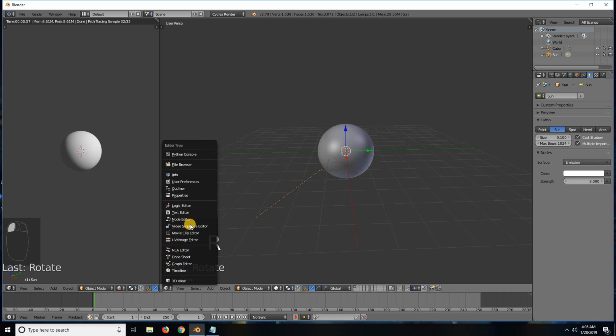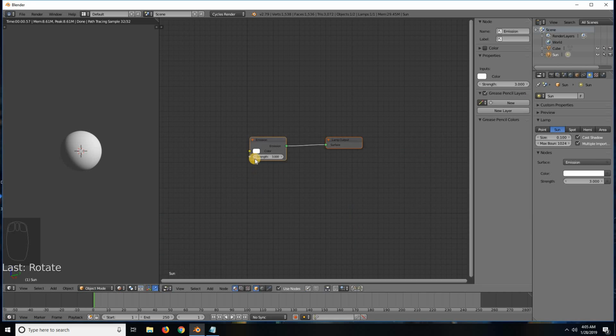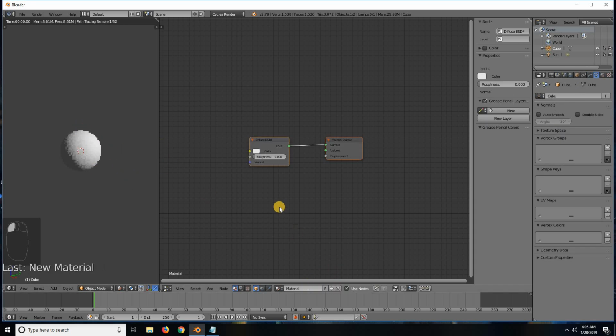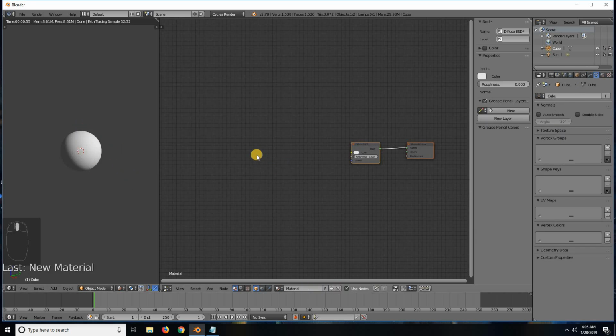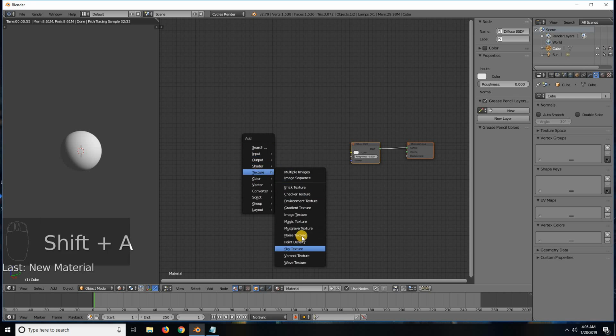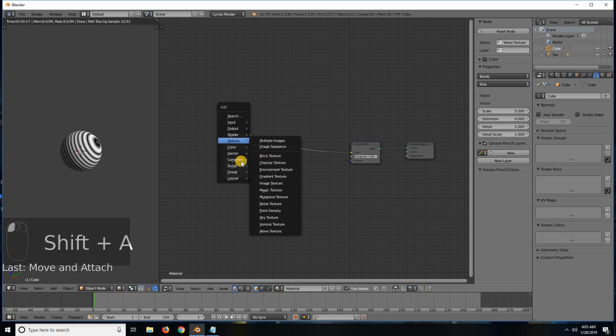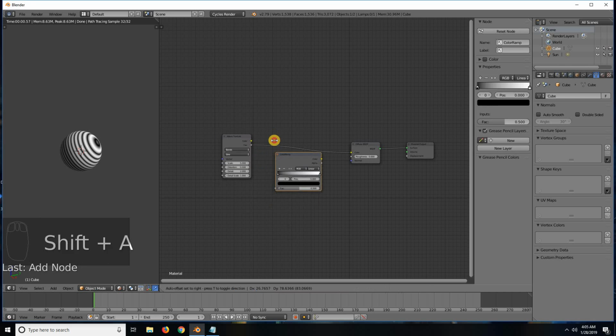This window that we dragged out, we're going to go ahead and turn into our node editor. Oh, I still have that sun selected. All right, and with our object selected, let's grab a new material and something that we can manipulate. So let's grab our wave texture. And let's plug our wave texture in.